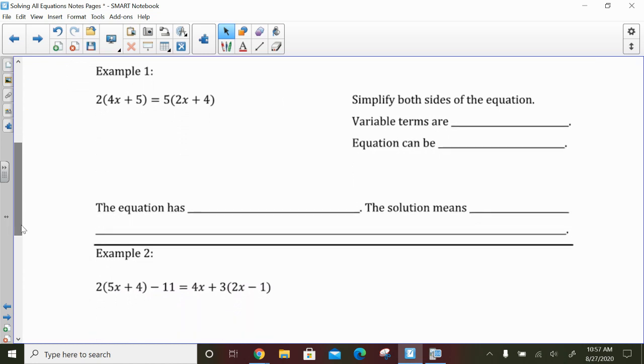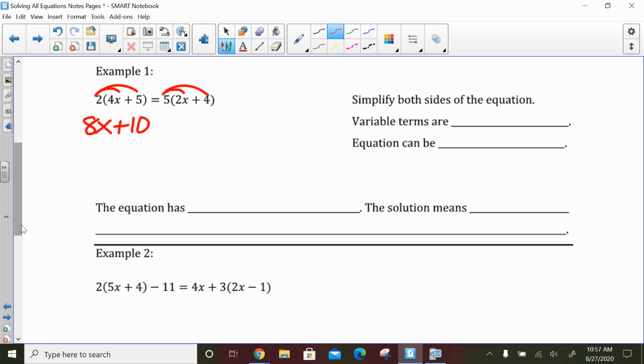All right, so example 1 says simplify both sides of the equation. So I'm going to distribute here so that I can simplify both sides and see what I'm working with. Okay, so 2 times 4 is 8x. 2 times 5 is plus 10. Bring down my equal sign. 5 times 2x is 10x. 5 times 4 is 20.